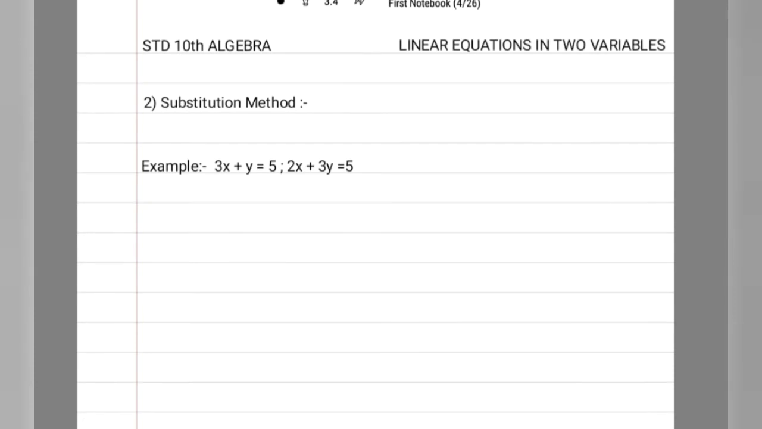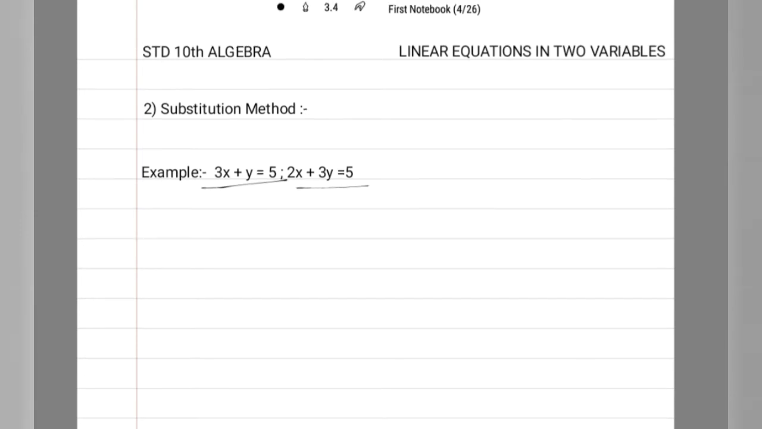Also, I have taken here an example which I will solve by both the methods. That is the first one, which is the elimination method, and the second one, the substitution method. So that we get to know that by both the methods we get the same answer. Okay, so let's start with the substitution method first. So the equations given here are 3x plus y is equal to 5 and 2x plus 3y is equal to 5. So these are the two equations.